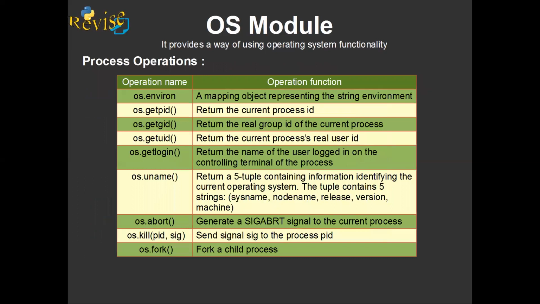Now we'll look at process operations. You have os.environ to work with environment variables, getpid, getgid for process ID and group ID, then getuid for user ID, and getlogin to get the logged in user. uname is similar to the uname command. It gives sysname, node name, release, version, and machine info. abort will send an abort signal to the current process. os.kill is used to kill a process. os.fork is used to fork a child process.